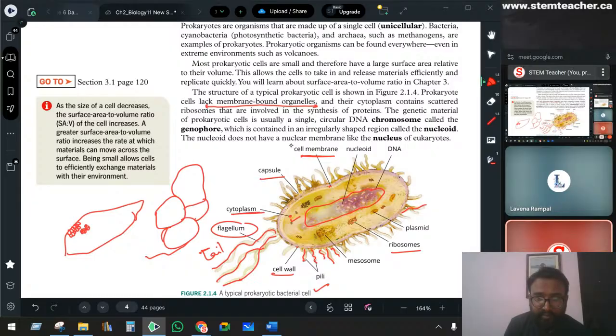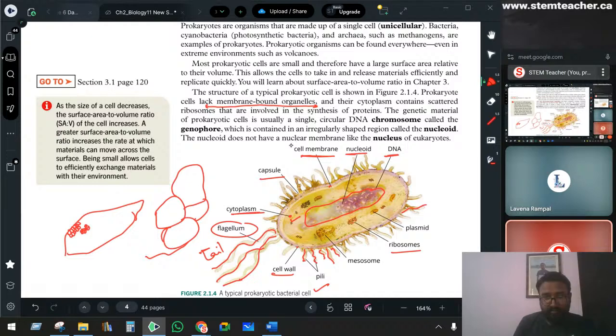This is not a shape. So it is a nucleoid. Inside the nucleoid, there is DNA. The DNA stores the genetic information. That is the central processing, so every piece of information will be there only.